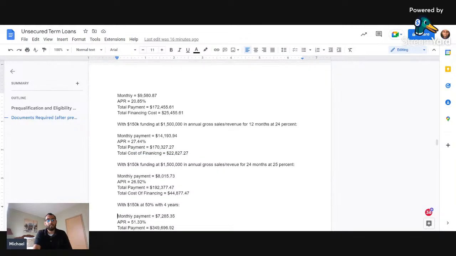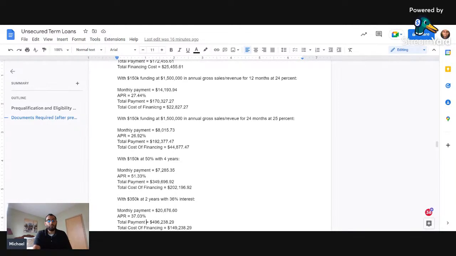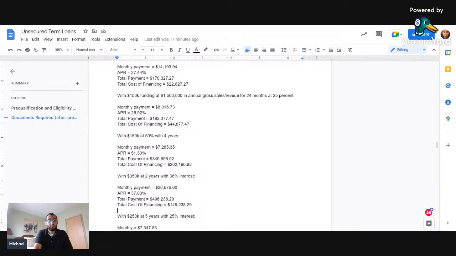With 150K funding at $1,500,000, for 24 months now, we just went up higher. The interest rate came up just a little bit. That's 8,000, 26.92. 192,000, and then total cost of financing 44K plus. Two more. With 150K, at 50% with 4 years, the monthly repayment on that is 7,285 plus. APR 51.33. Total payment 349. Total cost of financing 202,000. So you can see how those be more costly because now we're increasing the term, and it's unsecured. So you're going to be paying more towards the interest.